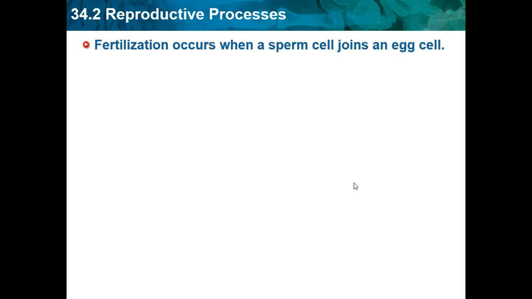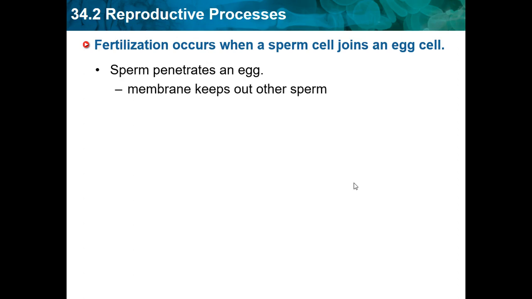So fertilization occurs when a sperm cell joins an egg cell. And one thing to note here is that males produce sperm throughout their life, while females are already born with all their eggs. So females, when they're alive, don't actually do meiosis, but males do. So a sperm penetrates an egg cell, and the membrane keeps out other sperm.